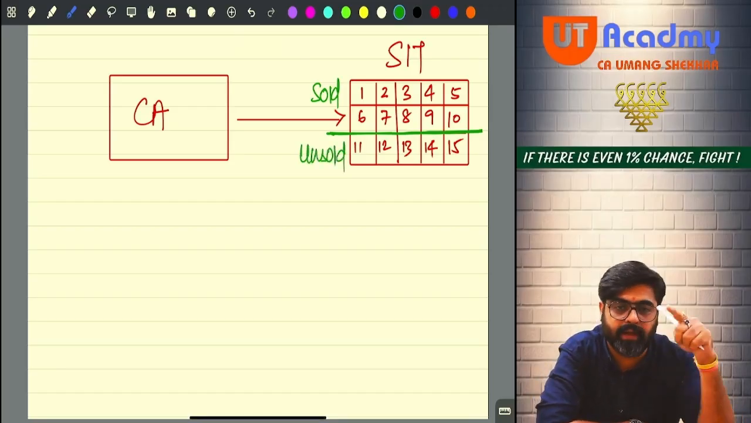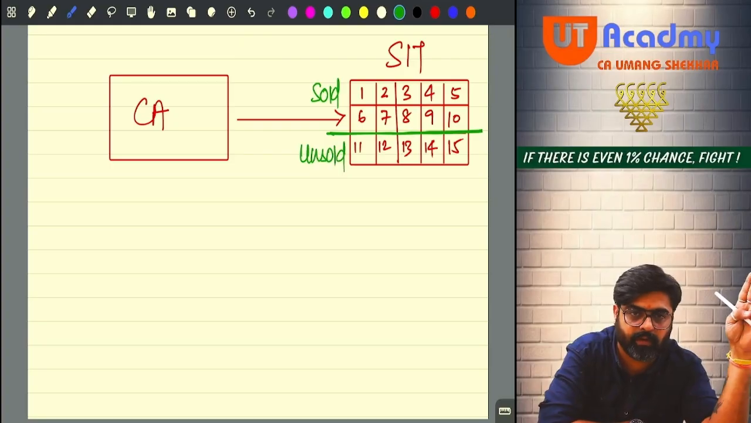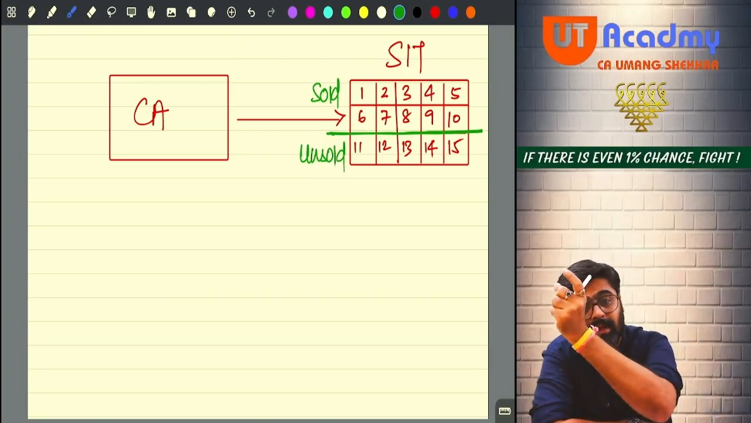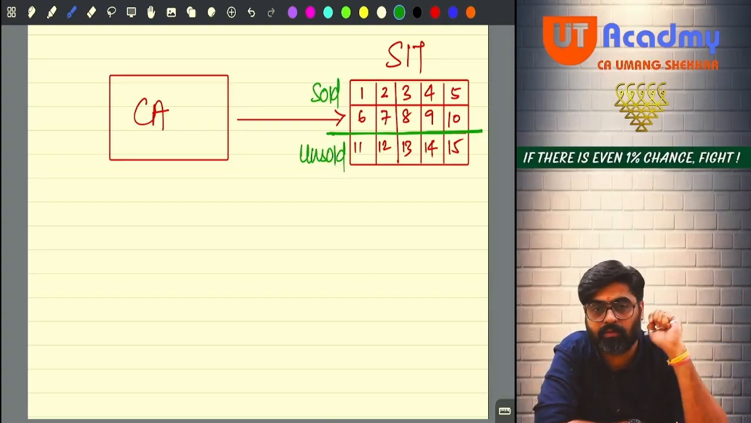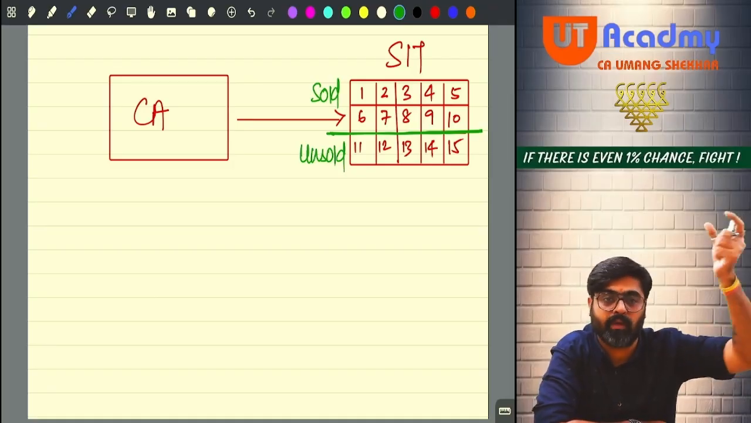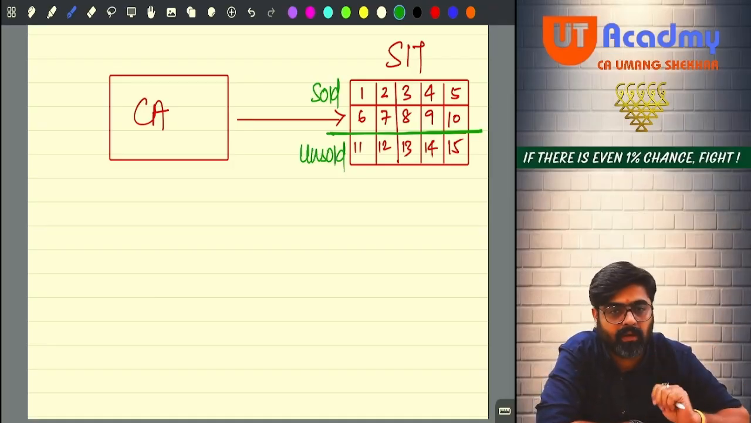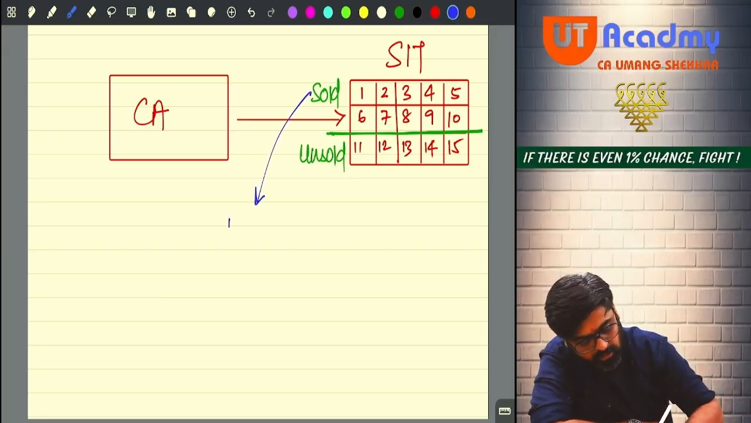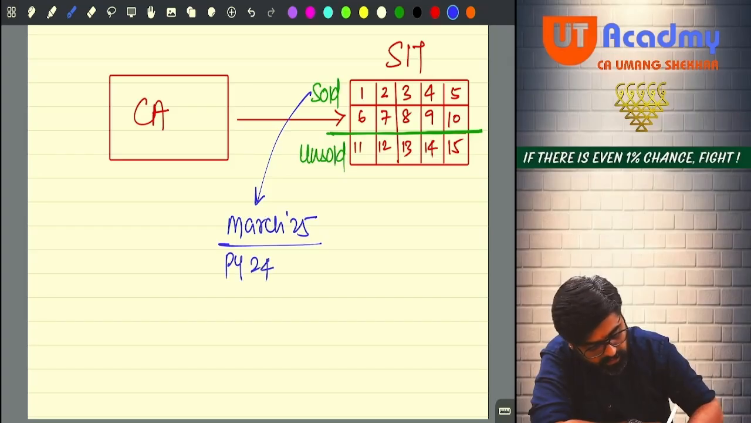If you would have sold the entire land, all the 15 flats, the capital gain for the entire land I would have charged to tax, and the PGBP of all the 15 flats I would have calculated. Now what I will have to do, in the year, these 10 flats are sold in the month of March, no? March 2025, meaning which year? Previous year, 24-25.